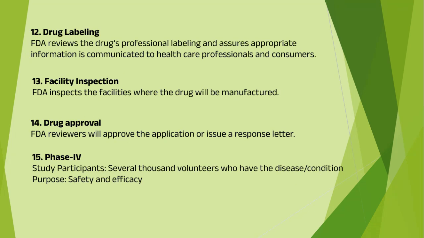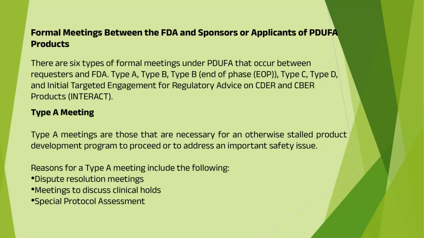Stage 12. Drug labeling. FDA reviews the drug's professional labeling and assures appropriate information is communicated to healthcare professionals and consumers. Stage 13. Facility inspection. FDA inspects the facilities where the drug will be manufactured. Stage 14. Drug approval. FDA reviewers will approve the application or issue a response letter. Stage 15. Phase 4 study participants, several thousand volunteers who have the disease or condition. Purpose, safety and efficacy.